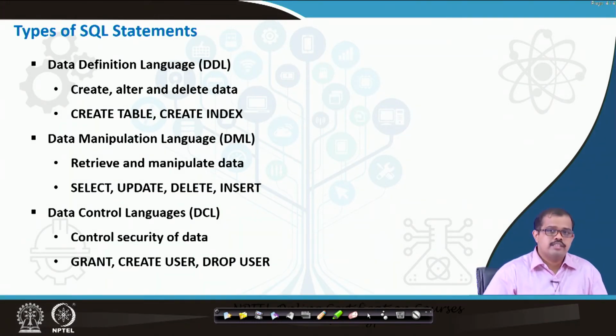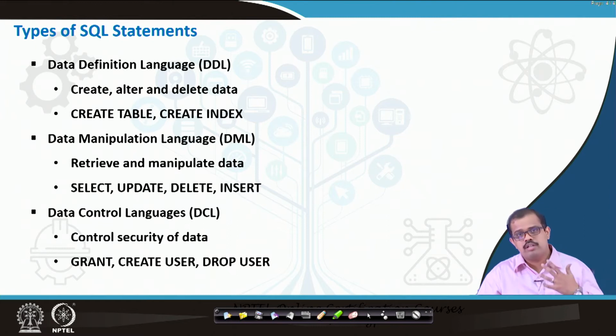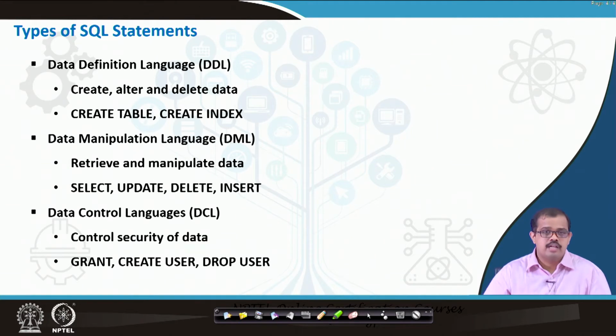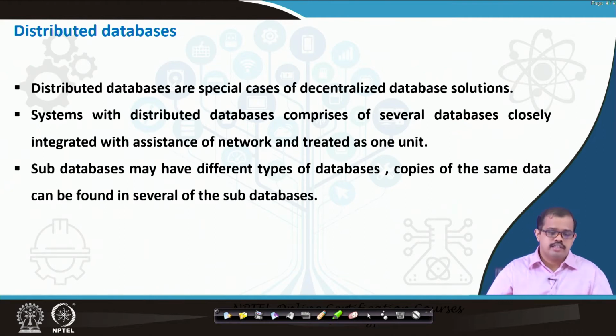When you are looking at SQL statements, there are three kinds of statements. One is the data definition language, which creates, alters and deletes data. Then there is the data manipulation language, for retrieving and manipulating data. If you want to retrieve a particular piece of data and manipulate it, you use data manipulation language. And when you are looking at control of the data in terms of security, etc., you have the data control language, which is called DCL. These are the three types of SQL statements.